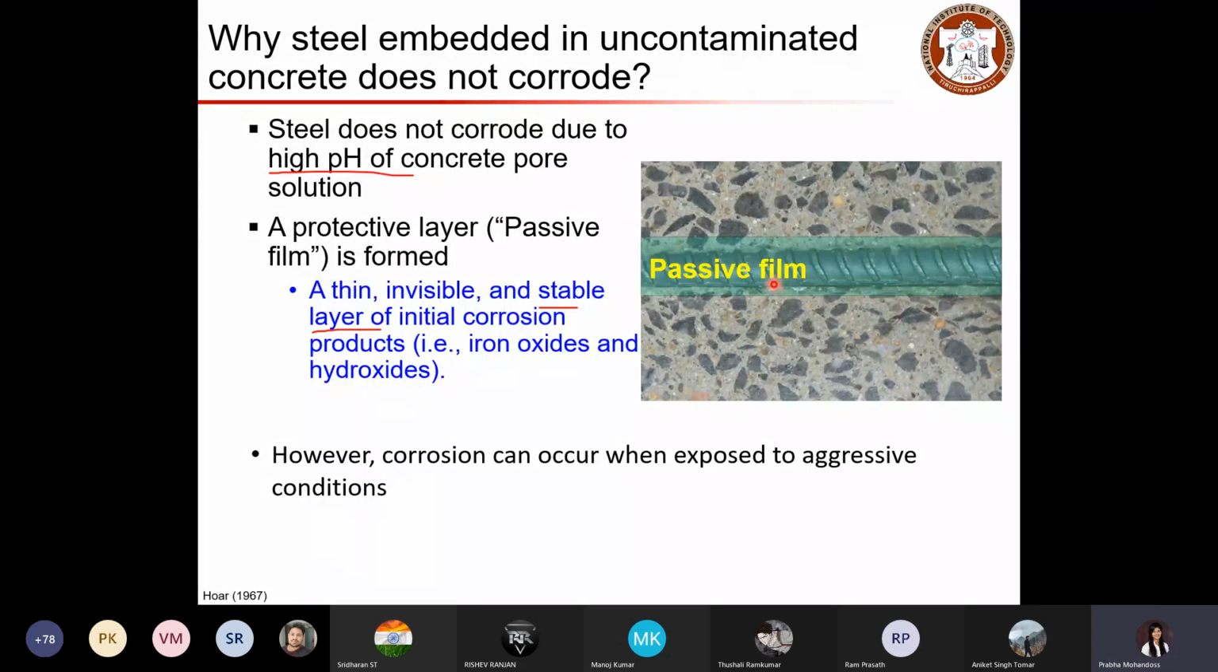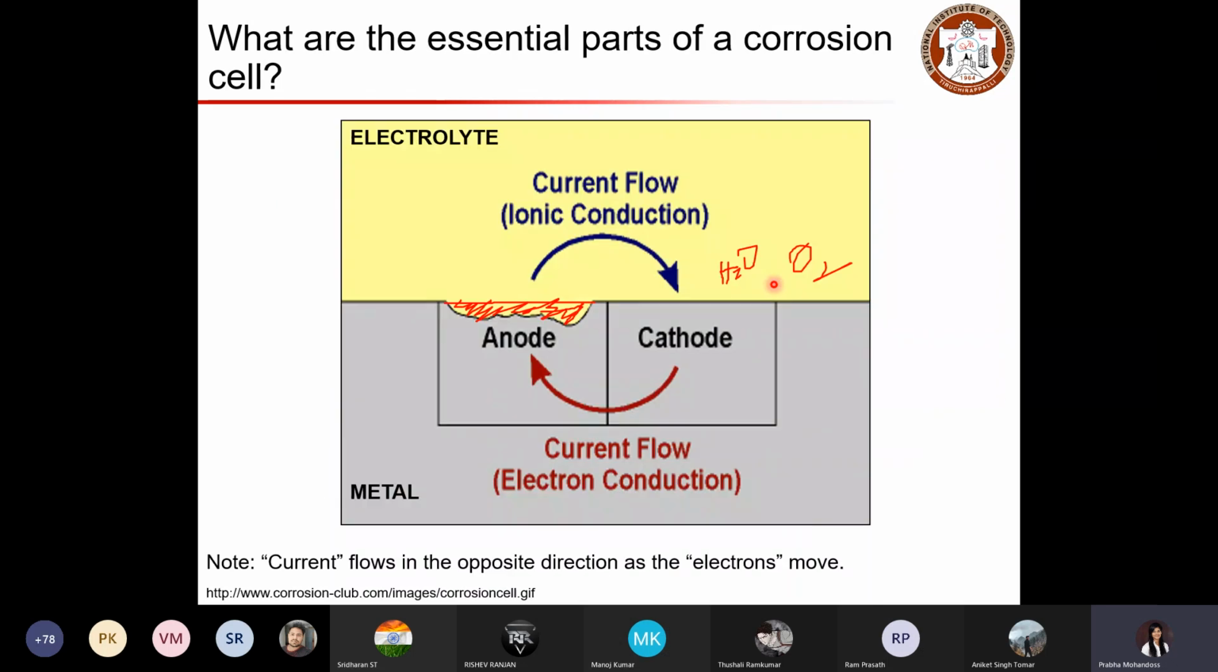So however, this protective layer, or the passive film, will start degrading when it is exposed to an aggressive environment in a continuous manner. So the corrosion can occur when the rebar, or the concrete which has the rebar, is exposed to aggressive conditions. All right. So what are the things that are essential for the corrosion to occur?